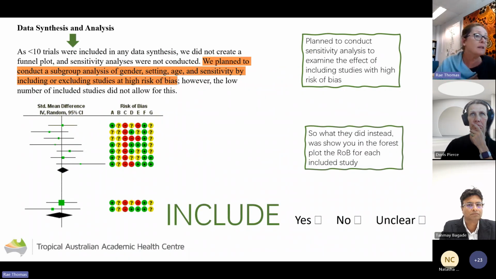All right. So these guys told me two different things. First, in the methods section, there was a header called data synthesis and analysis.